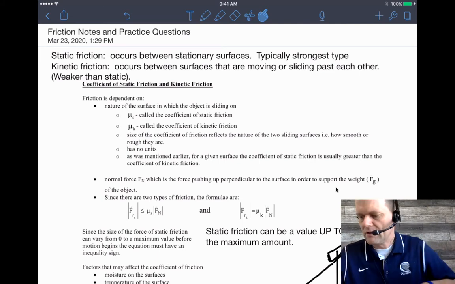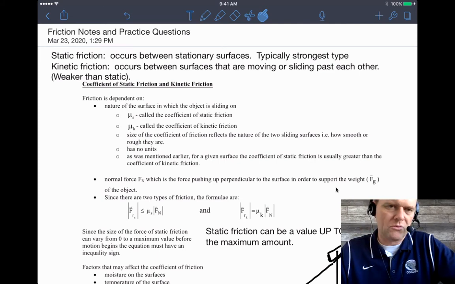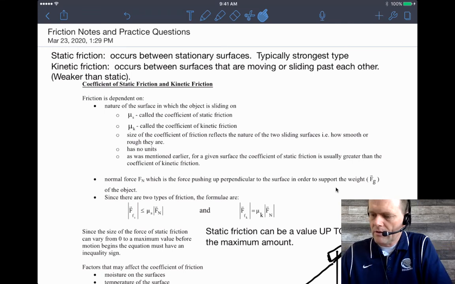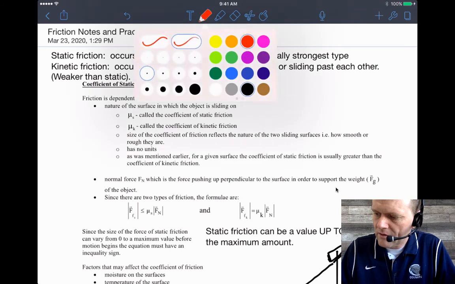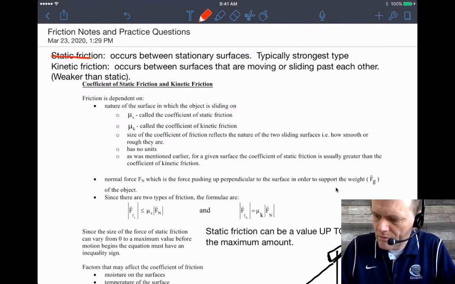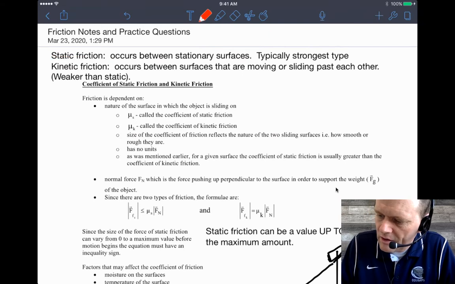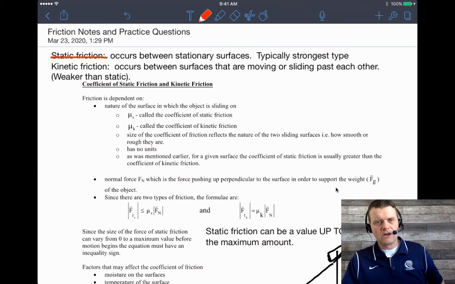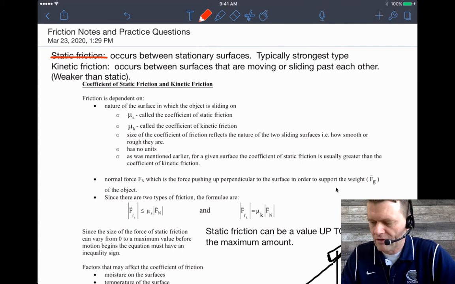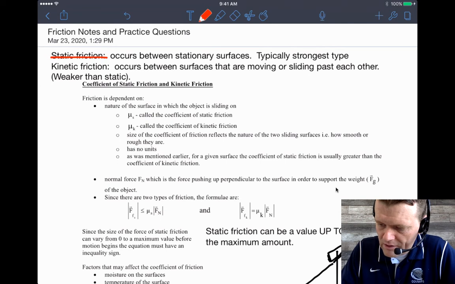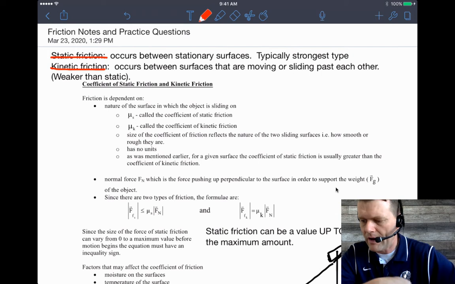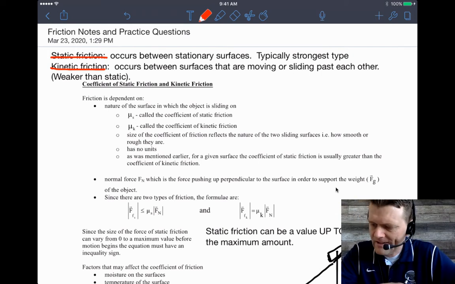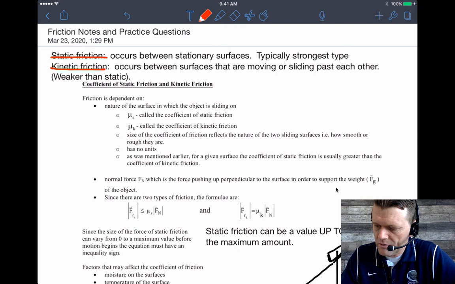I want to turn to these notes now, and I'll walk you through them. We'll do a couple of examples. At the top here, I added a little bit for static friction. Static friction occurs between two stationary surfaces, and it's typically the strongest type of friction, as I'll show you in just a second. Kinetic friction is weaker, but it happens between surfaces that are moving or sliding past each other. I already said that it's weaker than static.